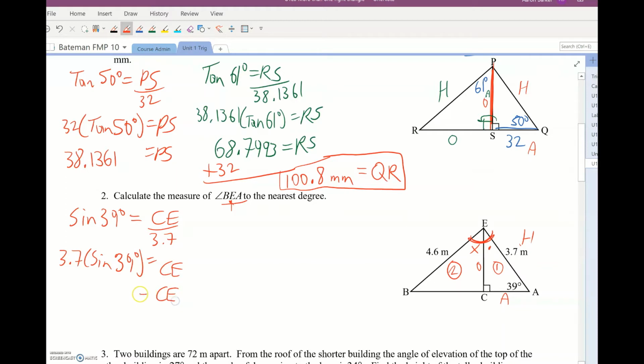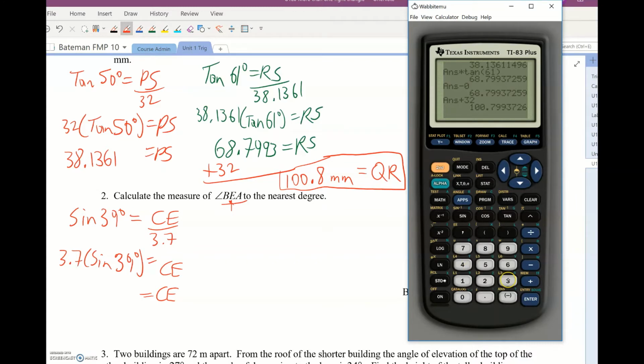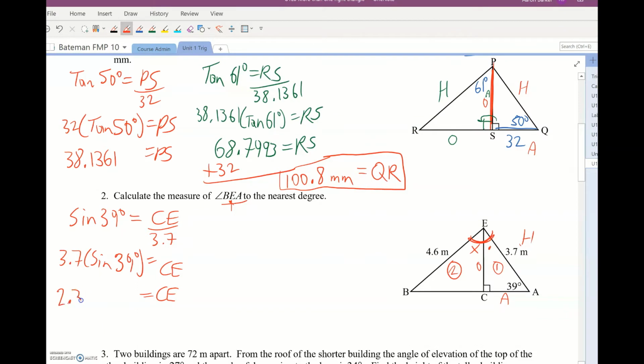And find CE. So I'm going to go to my new calculator and do 3.7 times sine 39 equals 2.3284, 4 decimals. Then I can find angle BEC, so I can find the X angle. So I will label my HOA, new triangle.